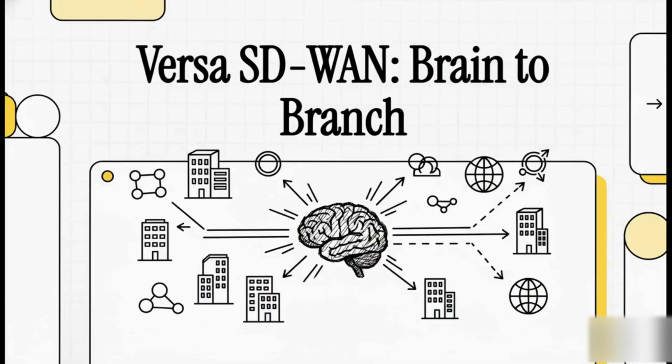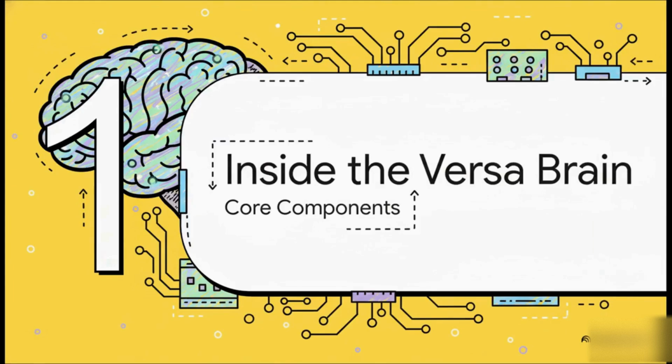Now let's understand how SD-WAN is integrated into Versa SD-WAN. How does Versa SD-WAN divide its components between underlay and overlay? What components does it have on the overlay, what components does it have in the underlay, and how does this communication take place? Okay, so let's understand from the Versa point of view.